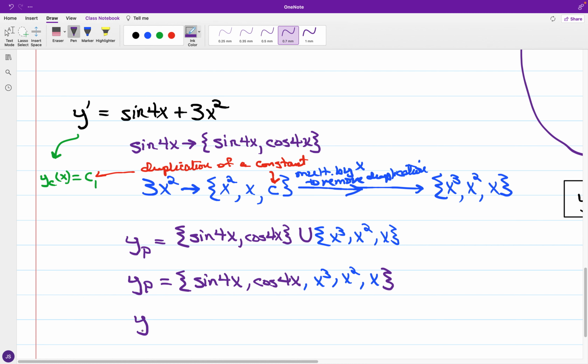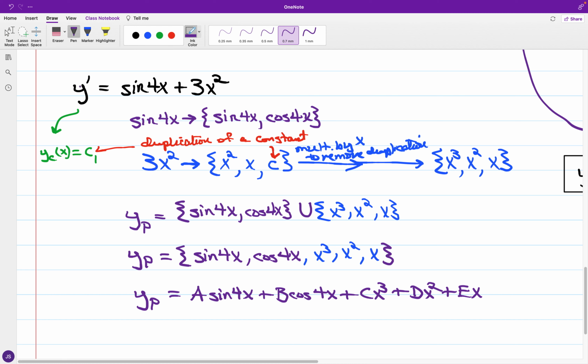And establishing coefficients, we see we have y sub p, we have a sine of 4x plus b cosine of 4x. Then from x cubed, x squared, and x, I'll say that I have plus cx cubed plus dx squared plus ex. Now I have the equation in the form of y prime.